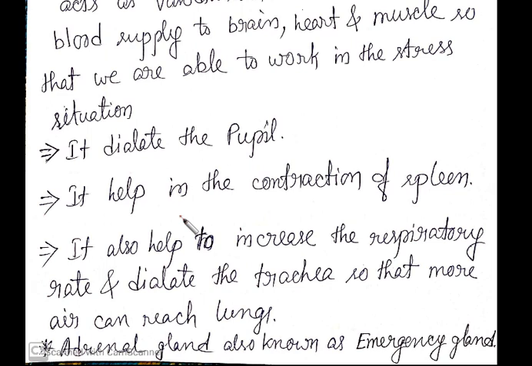Now why? That is why, because of that, the adrenaline is known as the stress hormone, because it is working in the stress condition. And the gland which is secreting the adrenaline is also known as the emergency gland.